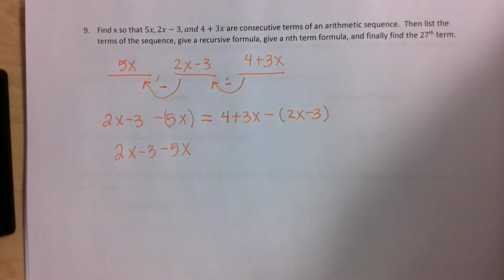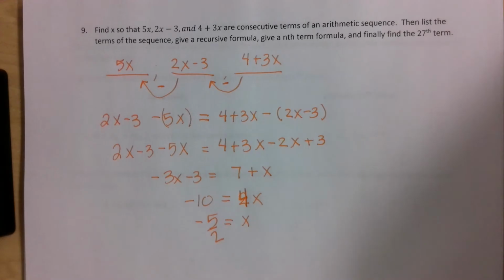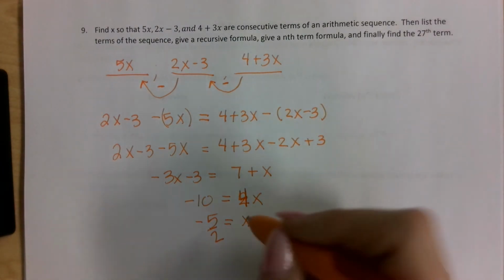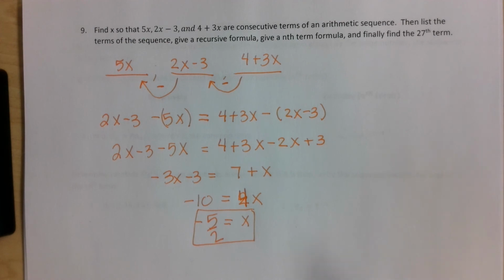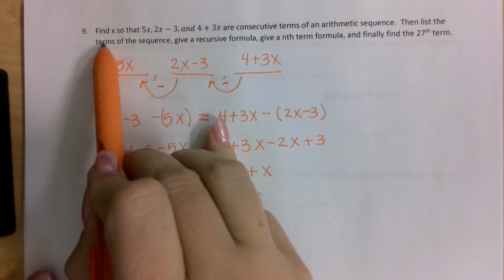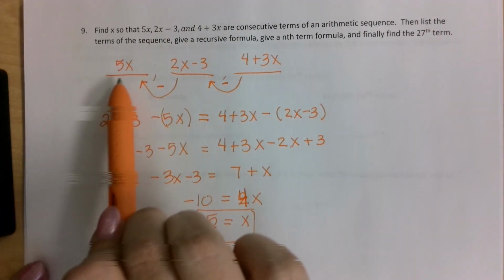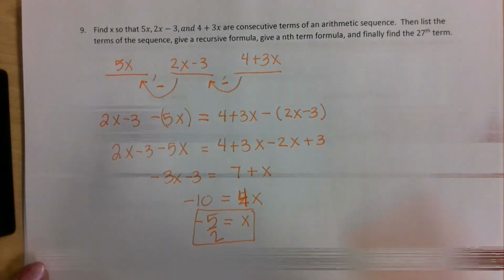I'm going to pause and solve it. You pause and solve it as well. All right, so now that we found x is negative 5 over 2, now we can answer the rest of the question. It wants us to list the terms of the sequence. So I want to know what each of these are, so I'm going to plug in my x.